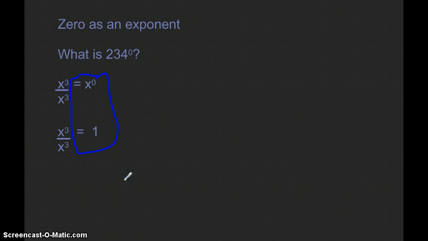That observation is that if both of these statements are true, then x to the 0 and 1 must be equal. So that is our rule for 0 as an exponent: if you get anything to the 0 power, it is equal to 1. So even 234 to the 0 power is equal to 1. And the reason why that is, we showed down here.